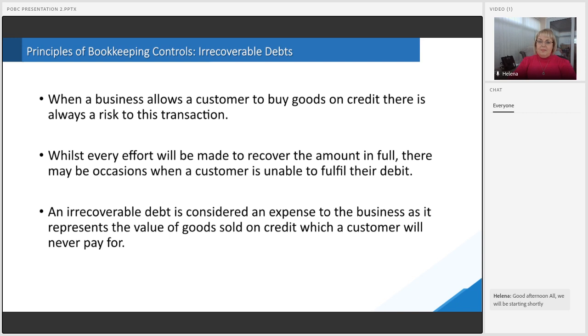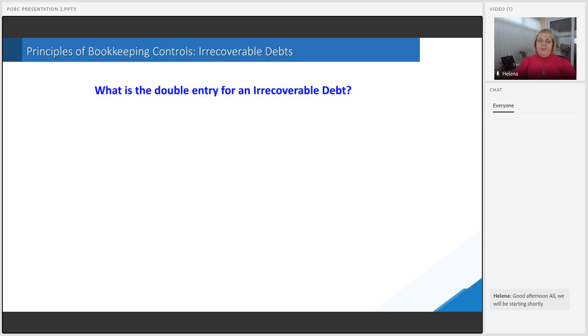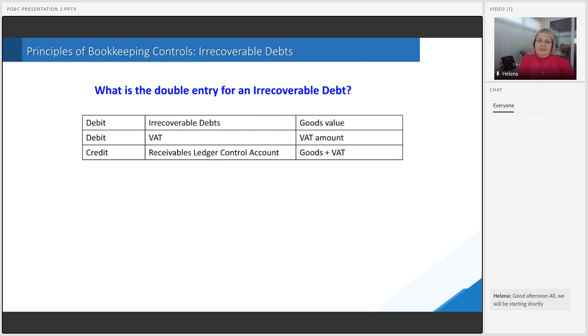So how do we capture it? Well, the double entry for an irrecoverable debt is to debit irrecoverable debts. And that's an expense, just the value of the goods. And what that does, guys, is it captures the value of goods we've sold that we'll never recover the funds for. So we debit irrecoverable debts with the value of the goods. We debit the VAT account with a VAT figure. And there are some very specific rules in terms of when HMRC allows us to reclaim the VAT back on irrecoverable debts. We don't have to concern ourselves with those at level 2. That's something that we get exposure to as we progress.